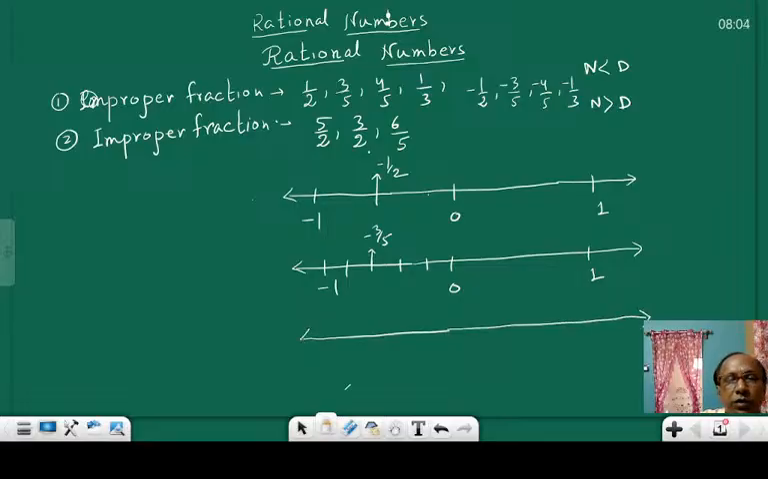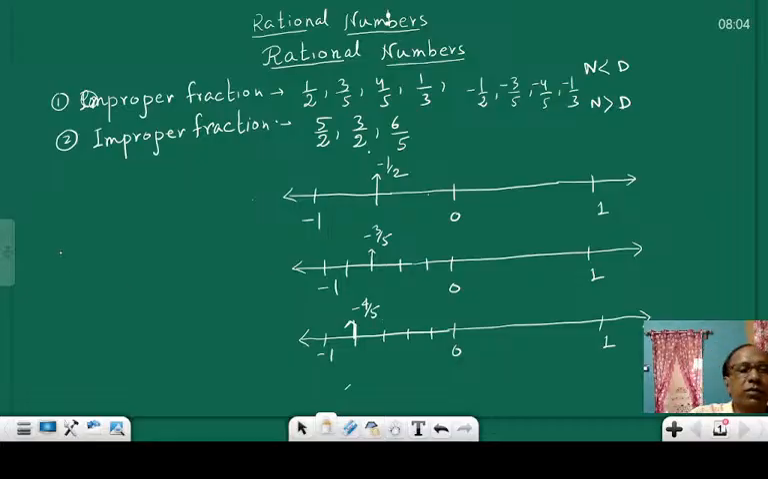Minus 4 by 5 can also be represented in the same way: it is 0, it is 1 and it is minus 1. To divide this into 5 equal parts, you divide 1, 2, 3, 4 and 5, and the number is minus 4 by 5, counting 1, 2, 3, 4. This represents minus 4 by 5, okay.